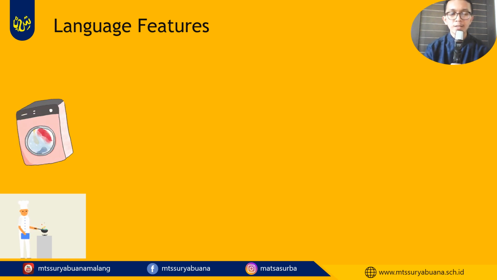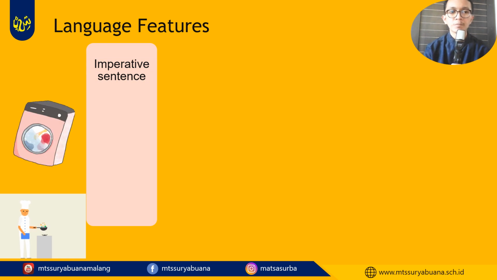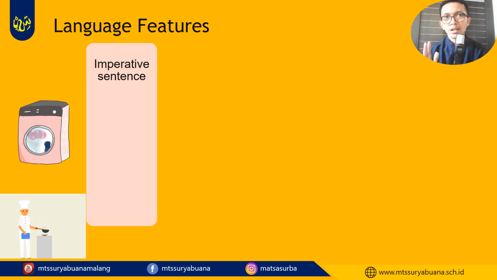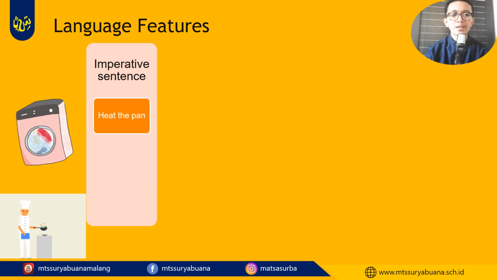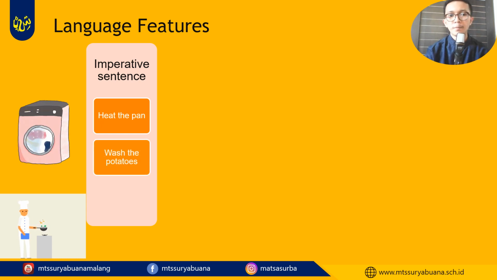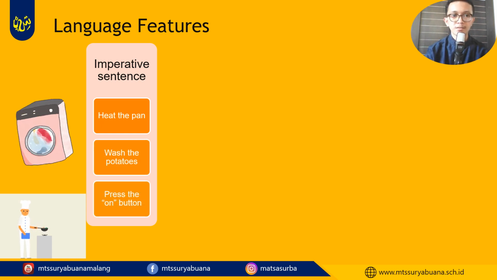Alright, the next explanation is about language features of procedure text. I make it the same between manual and recipe, because both of them are procedure text. So the language features use imperative sentences. For example, heat the pan, wash the potatoes, press the on button.